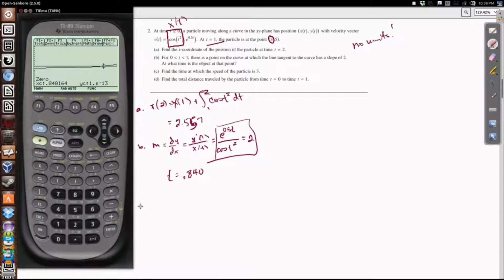For part C, they wanted to find the time at which the speed of the particle is 3. So remember that speed is equal to the square root of x prime squared plus y prime squared. So when I'm looking for the speed and I want to know when it's equal to 3, I'm going to be solving the equation where I've got cosine of t squared plus e to the 0.5t squared. So I'm going to go back to the exact same graphing situation just to find that solution.